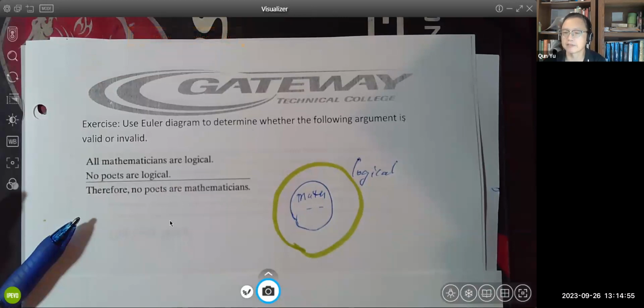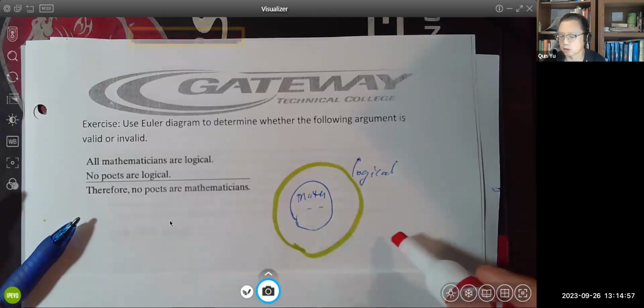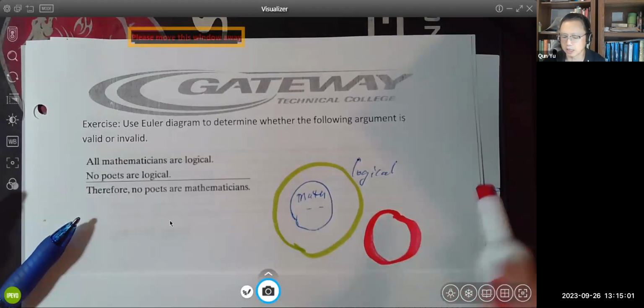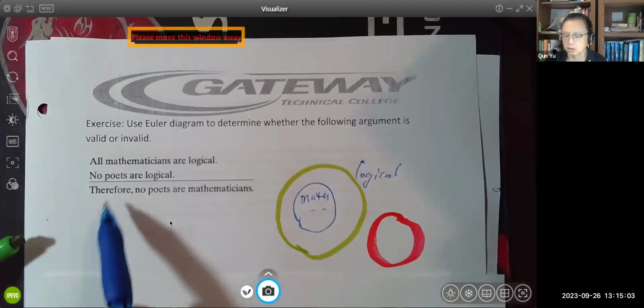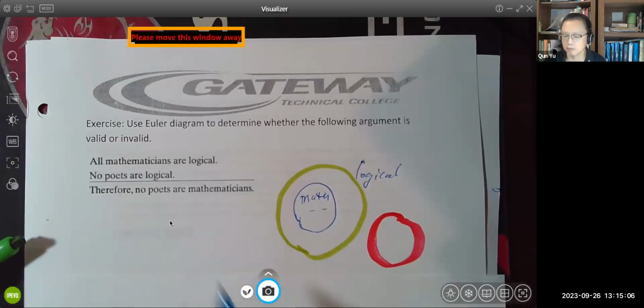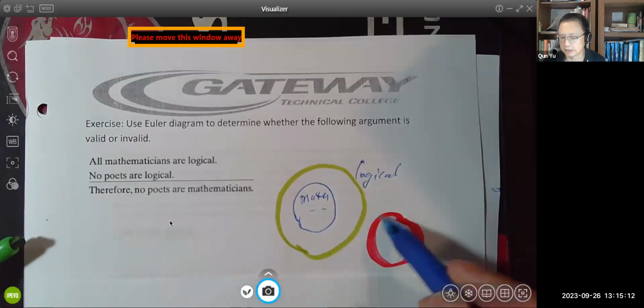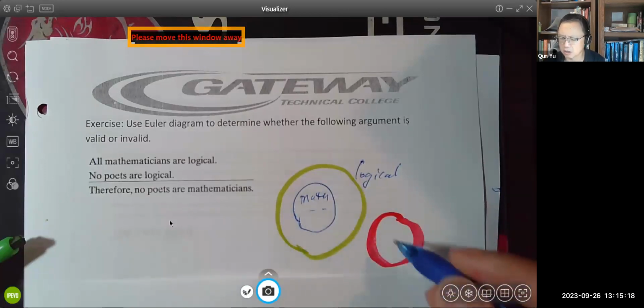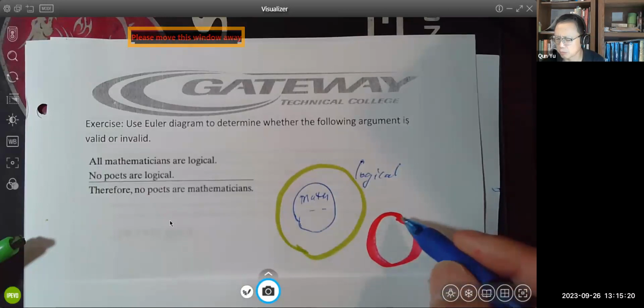And there's only one way to draw that. That means we draw this red circle outside the green one. There's no other way to draw it, so this time we don't need to look at the conclusion, what circles are involved in the conclusion, in order to draw this red one. We don't need to look at that, because there's only one way to draw this red one. That's out, which is outside the green circle. So this one represents poets.